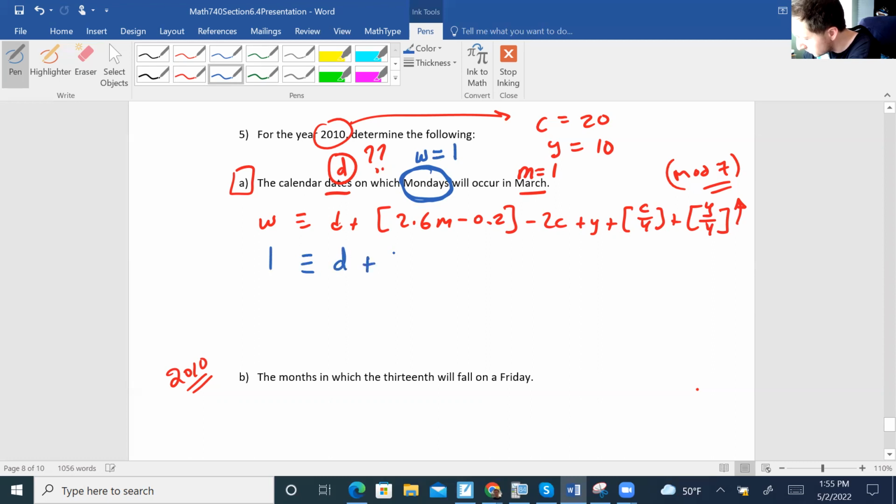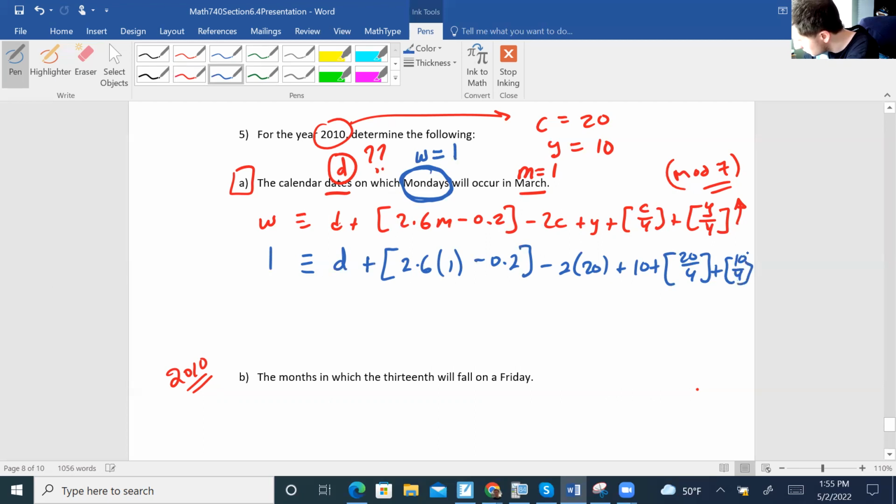I get 1 is congruent to D plus 2.6 times 1, we're in March, minus 0.2, minus 2 times 20 plus 10 plus 20 over 4. This is all mod 7, so I'm just going to keep drawing an arrow to the mod 7, 10 fourths. So I get 1 is congruent to D plus 2, if you do the math on that, minus 40 plus 10 plus 5 plus, this comes out to 2.5, so this will be 2. And so we have 1 is congruent to D minus 21 mod 7.